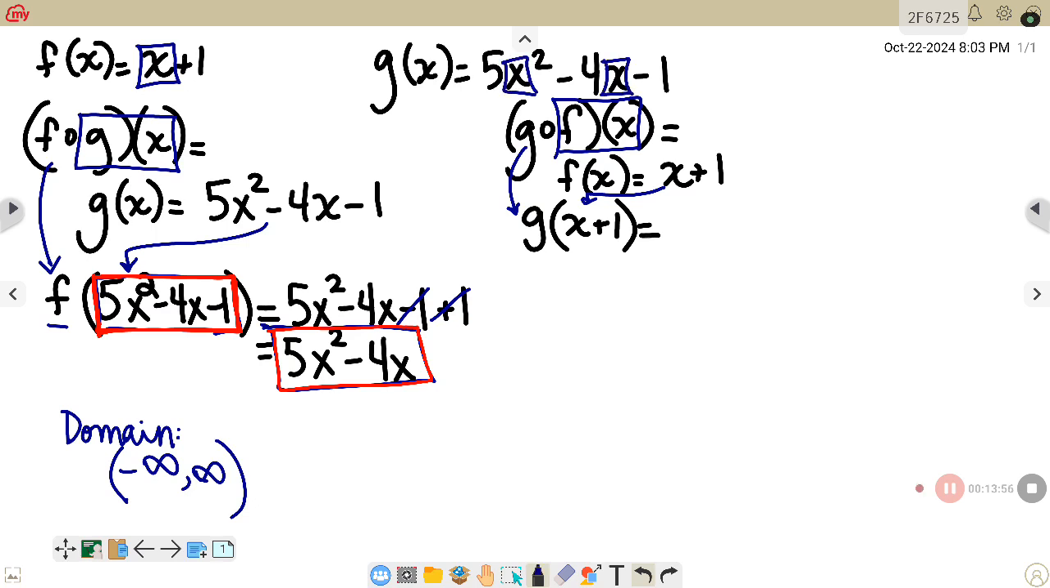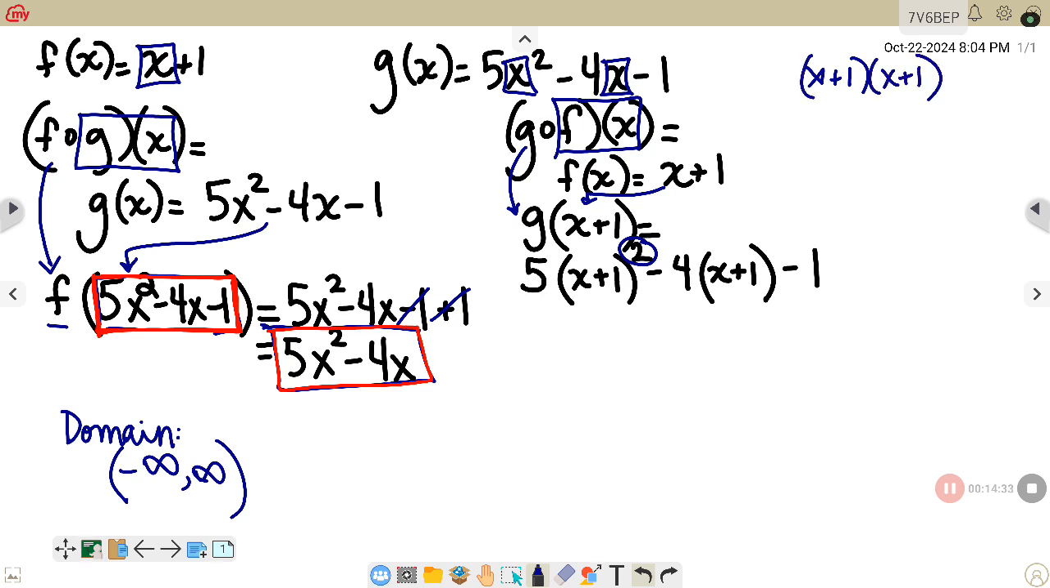So I will have 5. Replace the x with x plus 1 squared. Minus 4. Replace the x with x plus 1 minus 1. So I've rewritten the g function, replacing the x's with x plus 1's. Now I need to take care of that x plus 1 squared. So I will just do this up here out of the way.